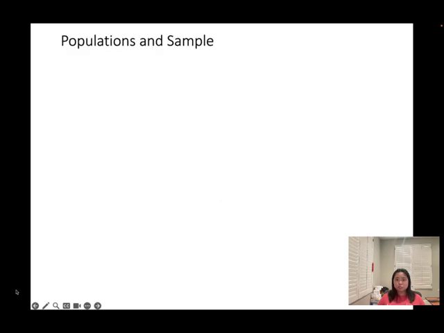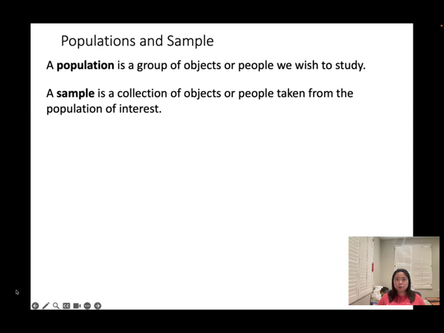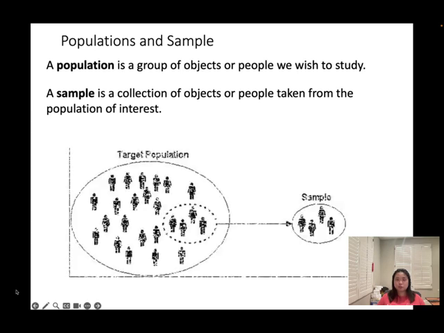First, let's look at populations and samples. A population is a group of objects or people we wish to study. Usually, the group is really large for the population. For example, the citizens of the United States is a large group of people, right? A sample is a collection of objects or people taken from the population.